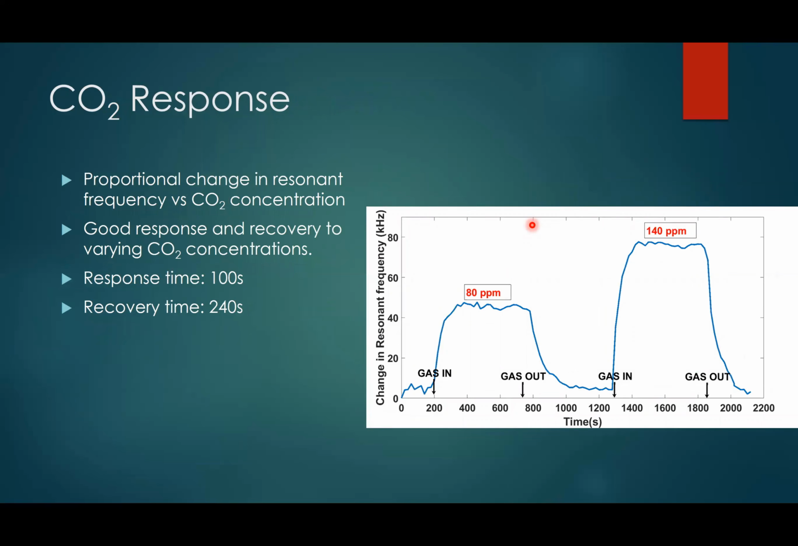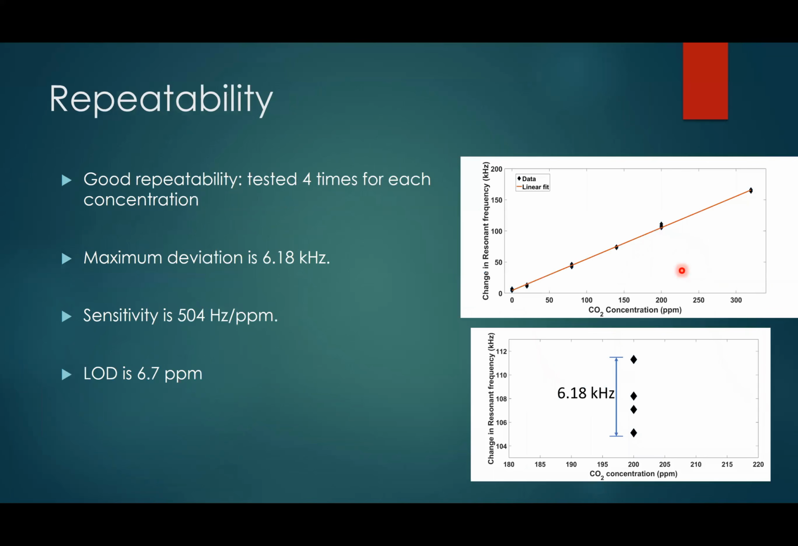Then we take the sensor and we expose it to different gas concentrations. You can see here, as we expose it to different CO2, the resonant frequency changes. And when we take the gas out, the resonant frequency goes back to the initial state, which also shows the sensor is quite reversible. The response and recovery time that we got for our sensor is 100 seconds and 240 seconds respectively. One thing you can also see is that the sensor responds according to the concentration of the CO2.